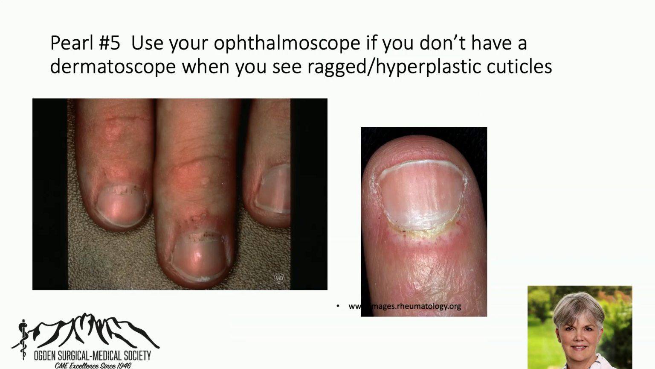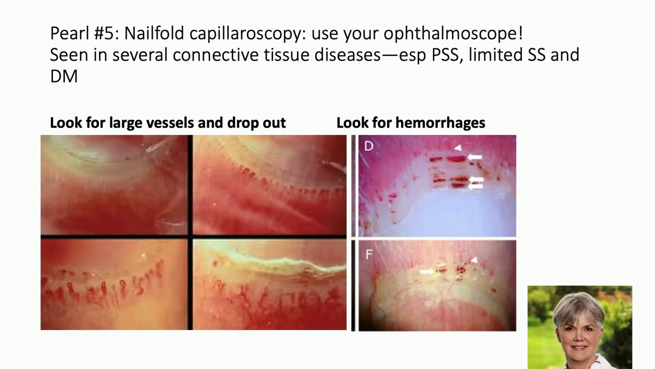Okay, pearl number 5. I'm very pleased to see that many of you will be trying to learn to use a dermatoscope, but we do like to remind people that your ophthalmoscope will work for looking at nail folds. So when you see people that you think might have a connective tissue disease, early scleroderma, dermatomyositis, limited scleroderma, you might see these hyperplastic or ragged-looking cuticles. And if you take out your ophthalmoscope, it can work as well as a dermatoscope. What you're looking for is what we call nail fold capillaroscopy.